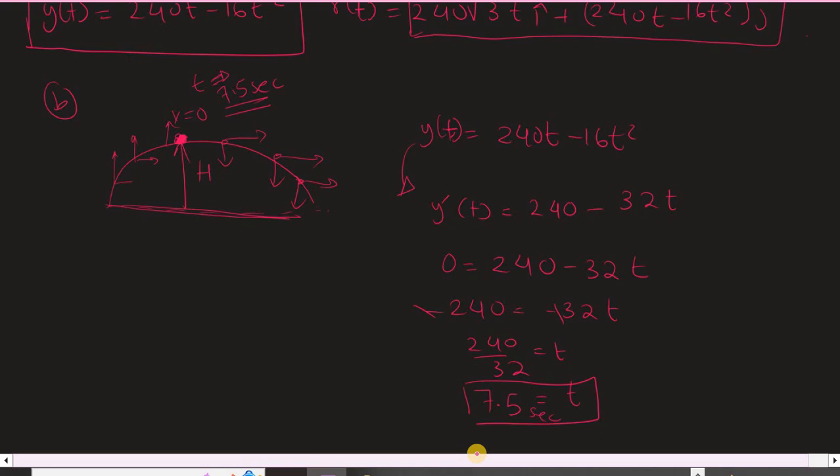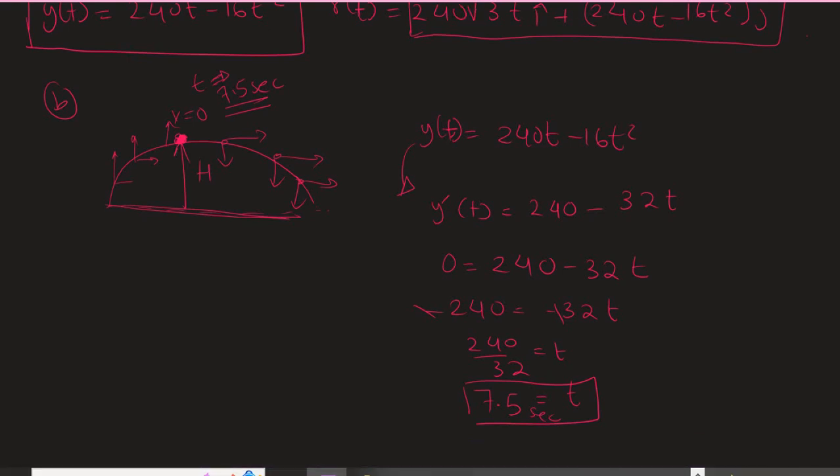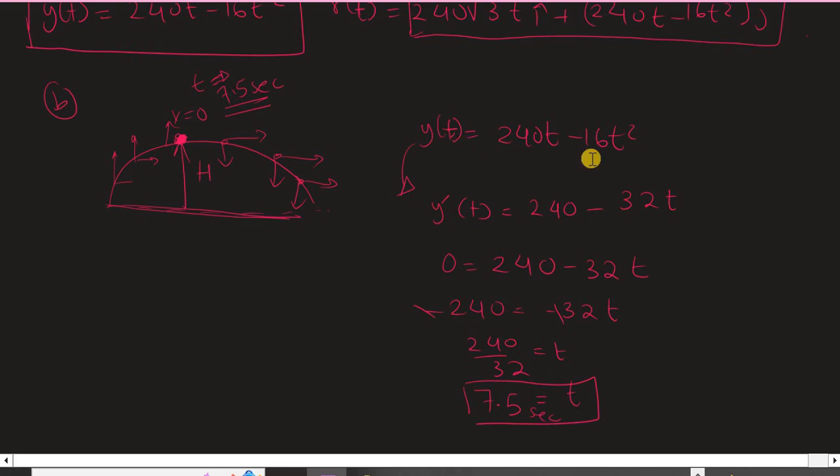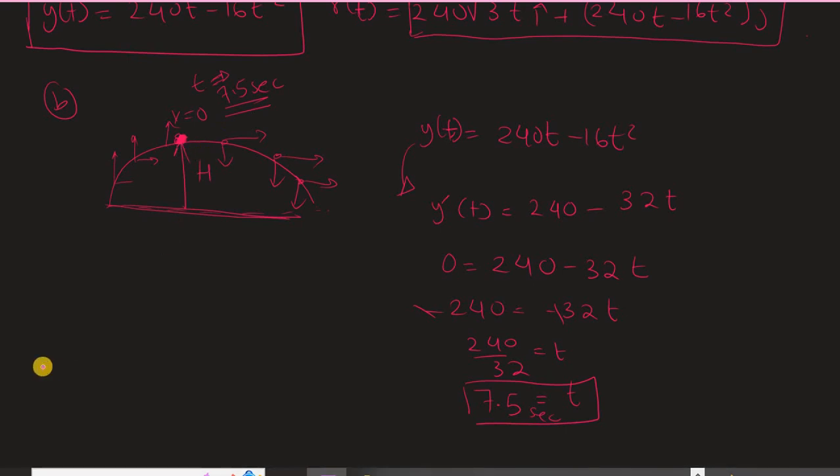How? We know the position equation, right? We know the position equation, so this can help us to find the height. Okay, so if we plug in 7.5 here, we will know what was the height at 7.5 seconds. So that would be the maximum height. Okay, so now let's calculate this. So in the y of t equation, we are plugging in the time 7.5.